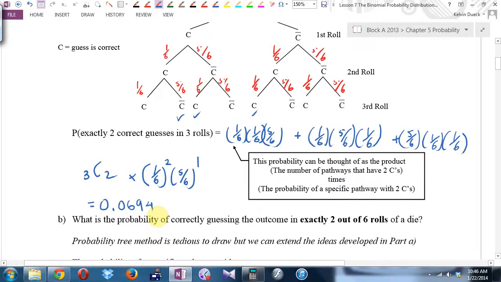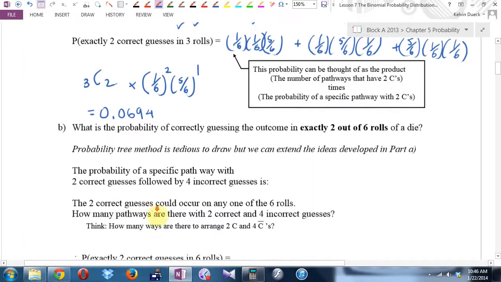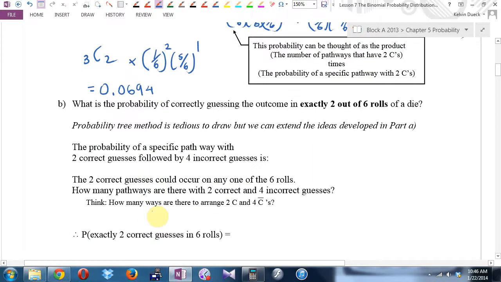If you're rolling 3 times in a row, the odds of you guessing exactly 2 correct, not good. But the nice thing is, we can now take this method, Jacob, and we can generalize it. So then I said for part B, what's the probability of correctly guessing the outcome in 2 out of 6 rolls? How many rolls? 6. If I was doing a tree, how many levels would that tree have? 6. Like, it would be huge.